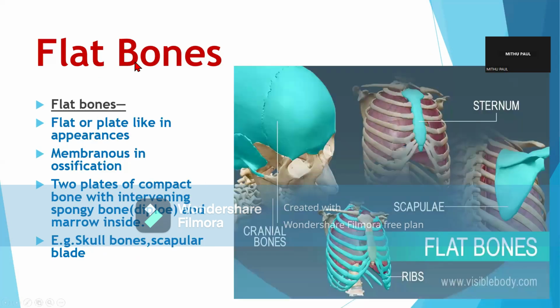Now coming to the flat bones. The flat bones look like plates and they are flat in appearance. They are membranous in ossification. Two plates, one outer, one inner, made up of compact bone with intervening spongy bone. This spongy bone is known as diploe, having some marrow inside, such as skull bones and the scapular blade. The skull bone, scapular blade, sternum, even the ribs, all these are examples of flat bones.